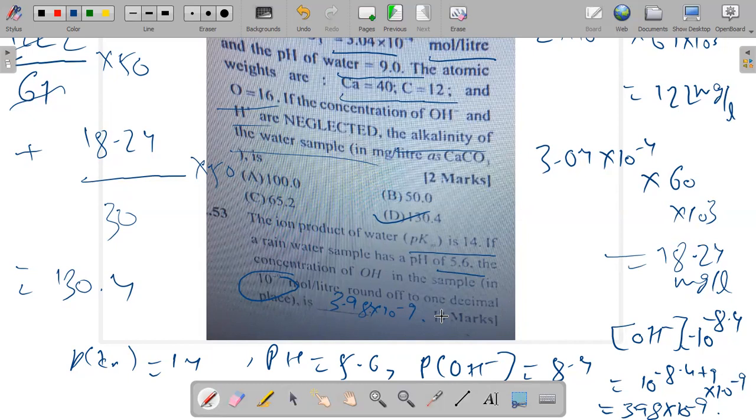So yeah, this is it. This is all about the previous year questions of quality of water, and these are questions from 2008 to 2020. Okay, this is all about the questions of quality of water.